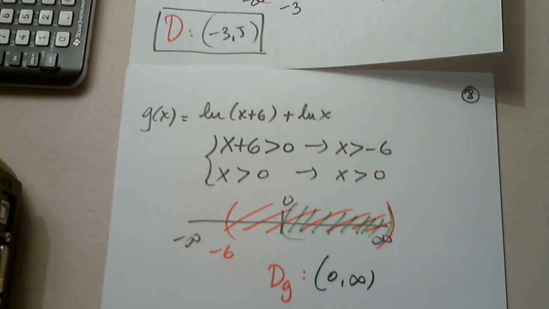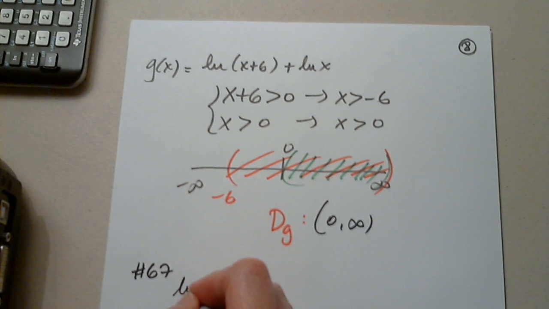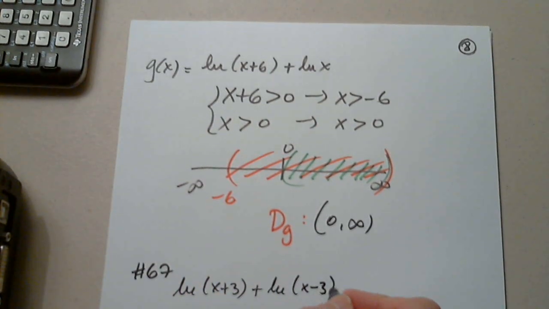Okay, I will pick 67. In 67, we have natural log of x plus 3 plus natural log of x minus 3 equals natural log 7. Okay.